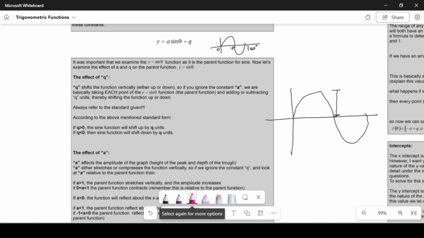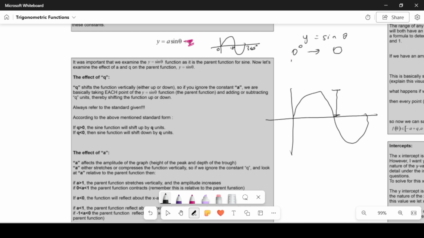And so if we ignore Q, we have two things. Let's work with one at a time. So keep the Q constant. And we look at A relative to the parent function, then this is what happens. If it is bigger than 1, the amplitude increases. Think about it like this here. We had y is equal to sine of theta. When you put in 0, what did you get?